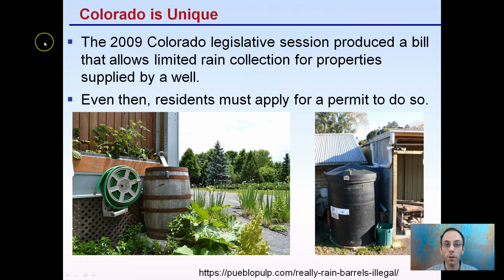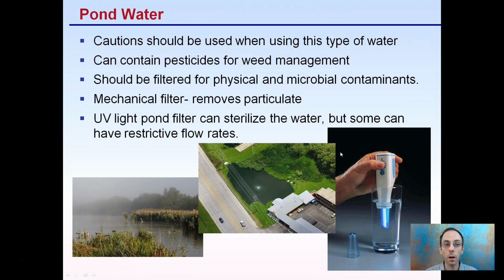In 2009, the Colorado legislative session passed a bill that allows limited rainwater collection for properties supplied by a well. Even then, residents must apply for a permit to do so. This is why I'm letting you know that it's not necessarily illegal to collect rainwater, but in certain states there are certain processes to follow, and not just simply hooking up some pipes to a rooftop gutter system and collecting it. Let's go on to pond water.